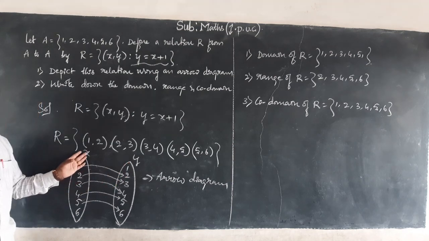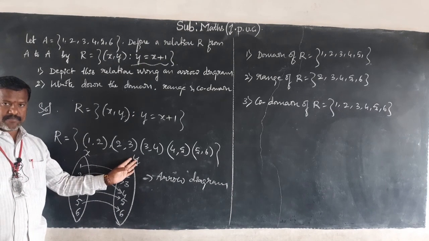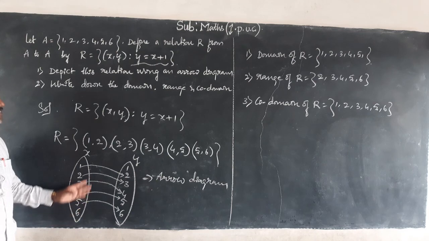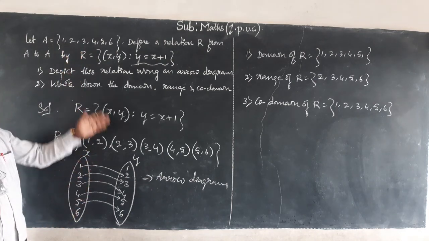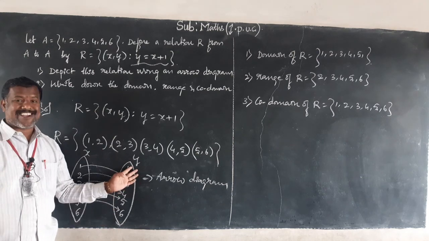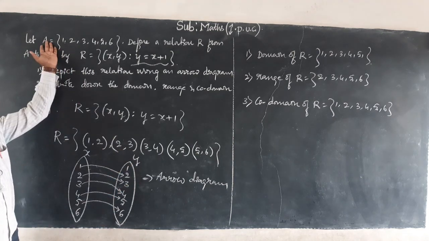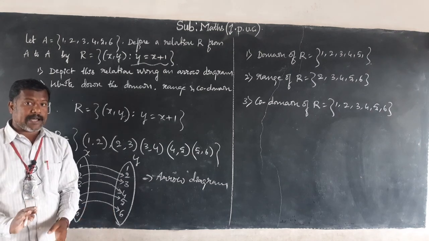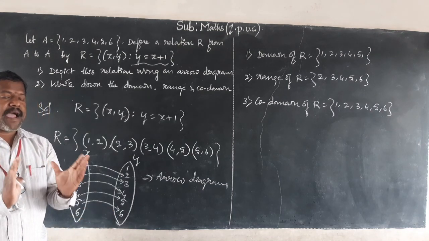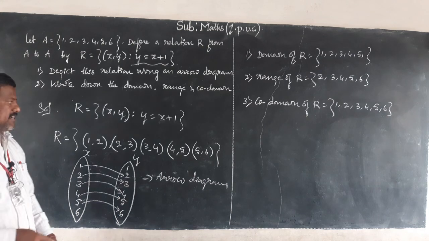So here I have taken x and y. Here we should take all the elements of set A, that is 1, 2, 3, 4, 5, 6. And in the y column also we should take all the elements of the given set, that is 1, 2, 3, 4, 5, 6. Here we should connect only the mapping relation elements.